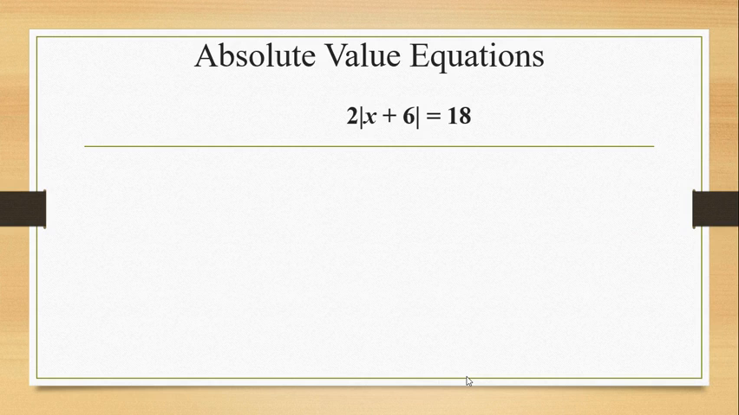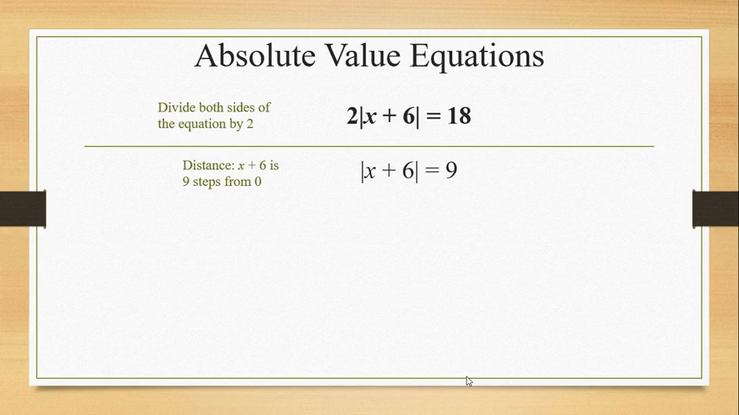Okay, let's take a look at the first one. 2 times the absolute value of x plus 6 equals 18. We're going to divide both sides of the equation by 2. Thus, it will give us the absolute value of x plus 6 equals 9. Now, we can ask the question, x plus 6 is 9 steps from 0. So this means that we can set our x plus 6 equal to 9 or x plus 6 equal to negative 9. What are we going to do next? That's right. We're going to subtract 6 from each side.